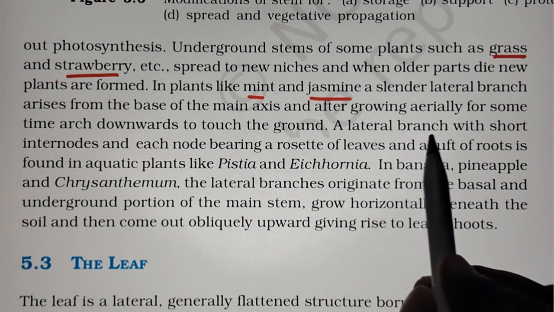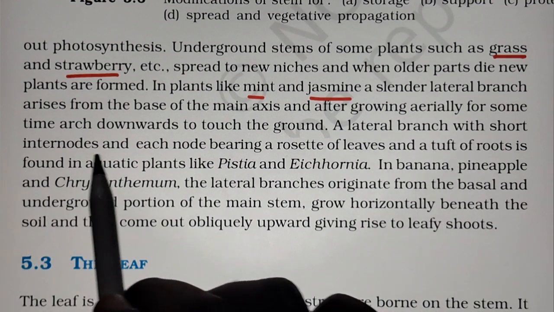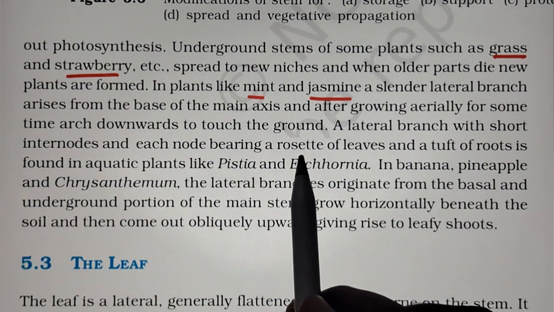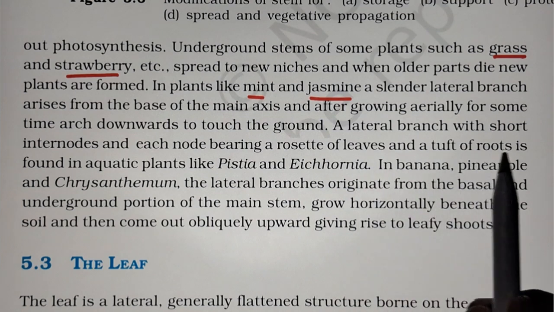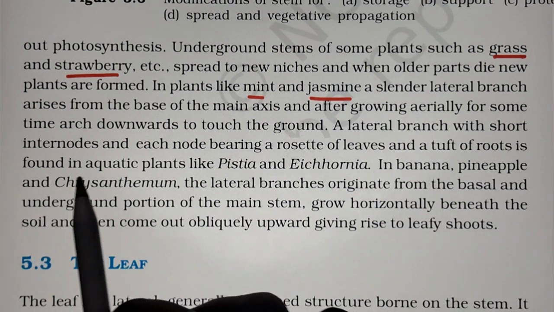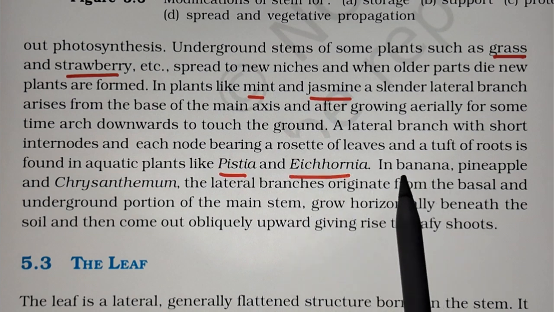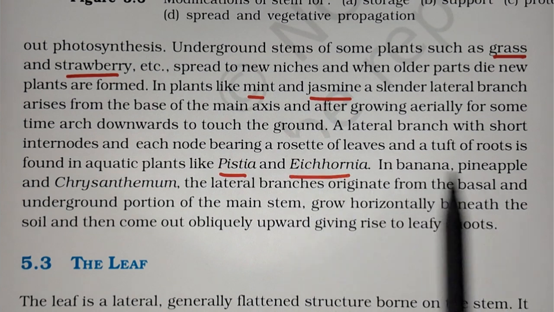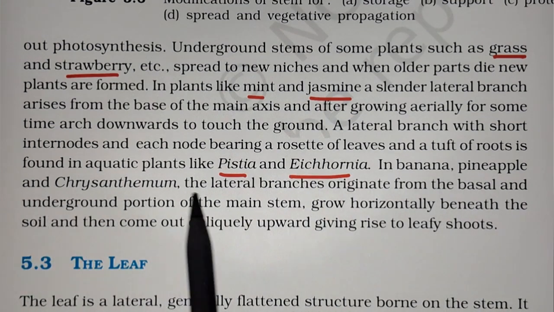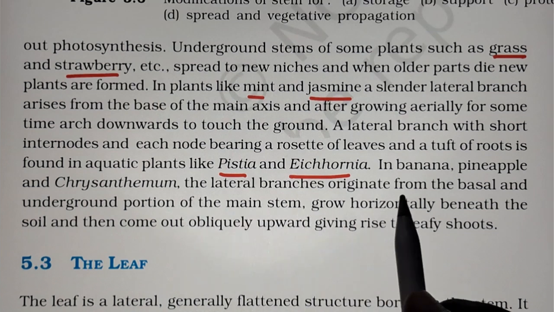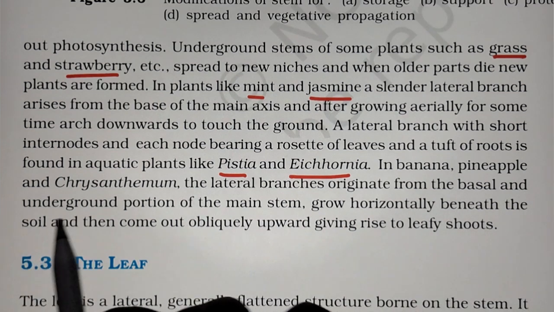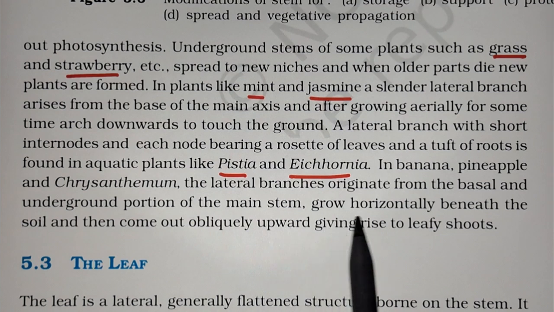A lateral branch with short internodes and each node bearing a rosette of leaves and a tuft of roots is found in aquatic plants like Pistia and Eichhornia. In banana, pineapple and chrysanthemum, the lateral branches originate from the basal and underground portion of the main stem, grow horizontally beneath the soil, and then come out obliquely upward, giving rise to leafy shoots.